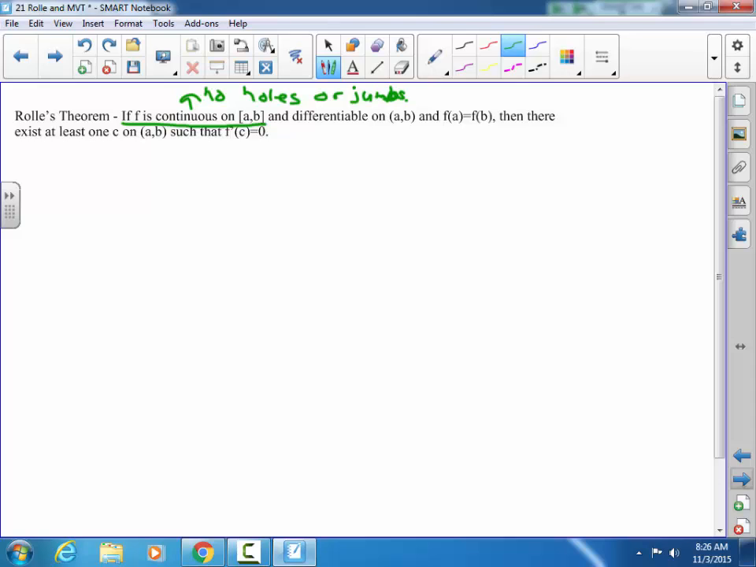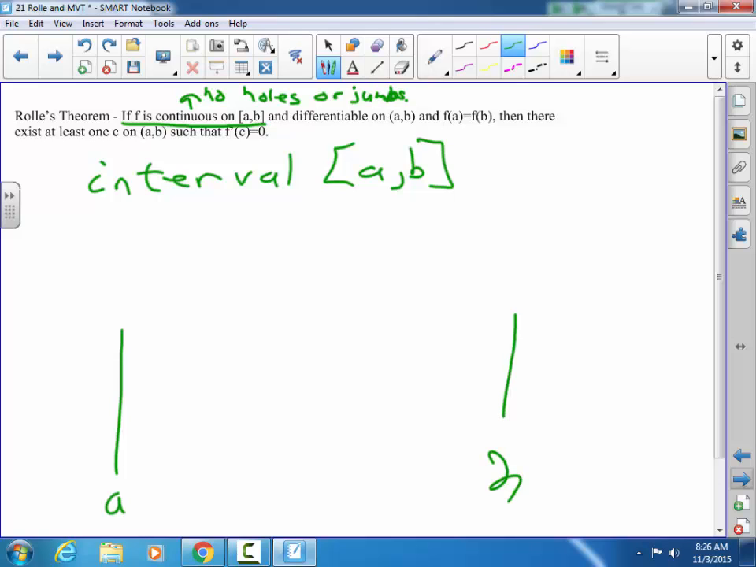A and B are x values there, okay? This is on an interval [a, b], the interval from a to b. That means if we start over here at a and we end over here at b, that type of interval.